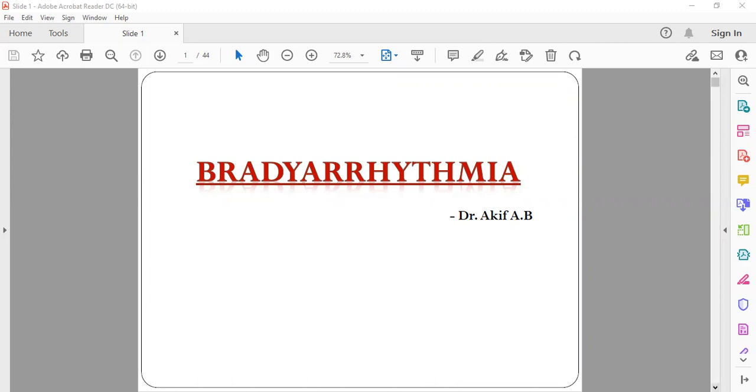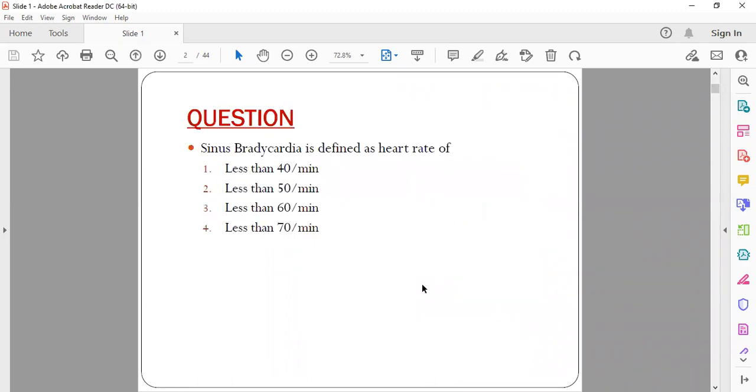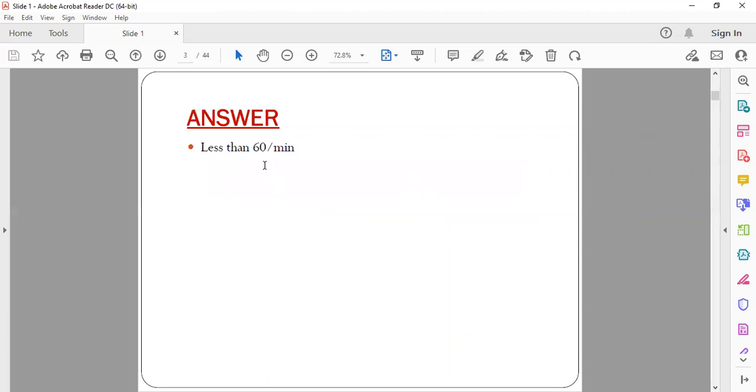First thing, before knowing about bradyarrhythmia, we should know what is actually bradycardia. So sinus bradycardia is defined as heart rate of less than 60. So bradycardia is normally defined as if your heart rate is less than 60 beats per minute, it's called bradycardia.